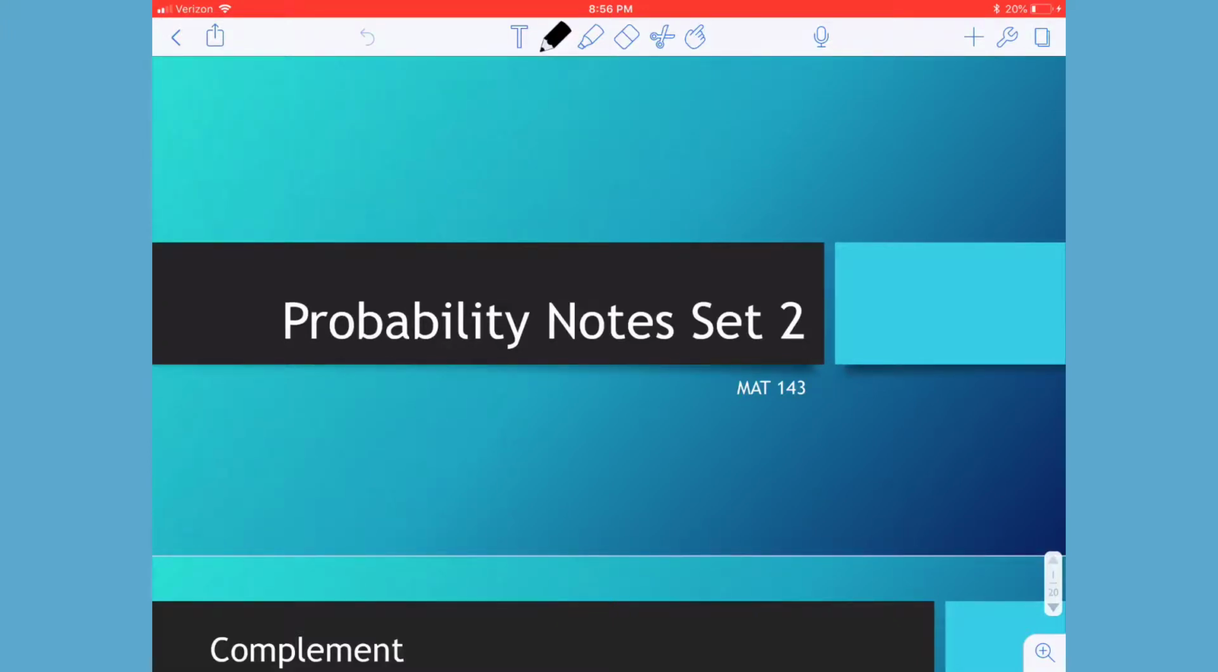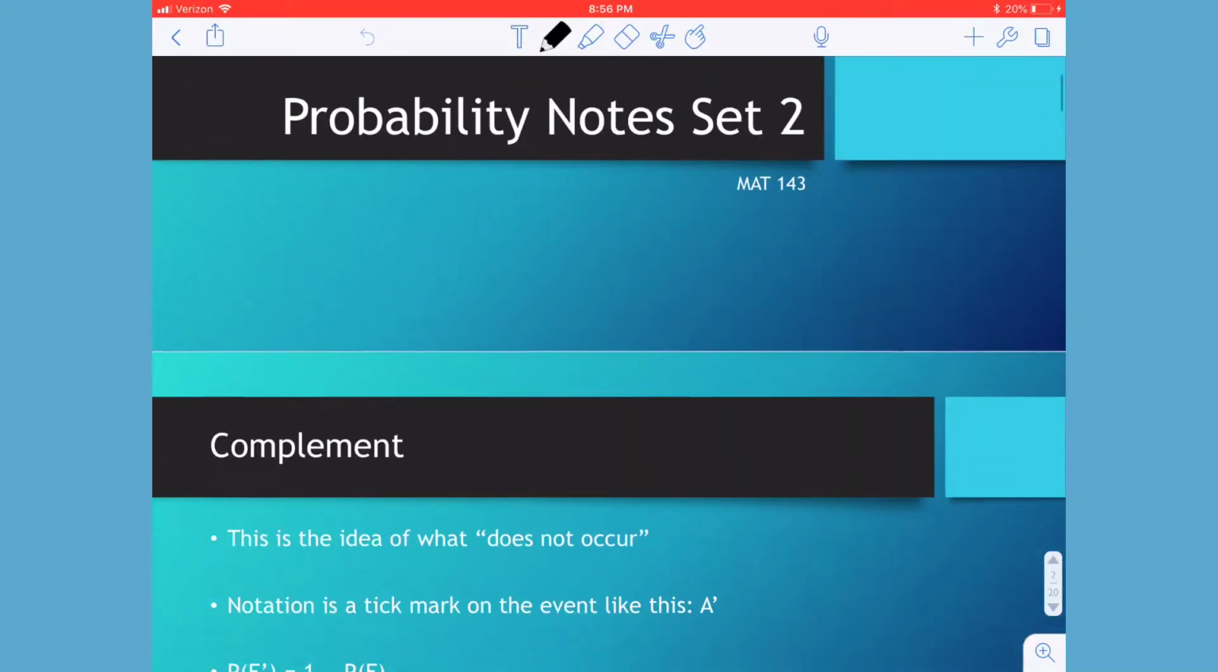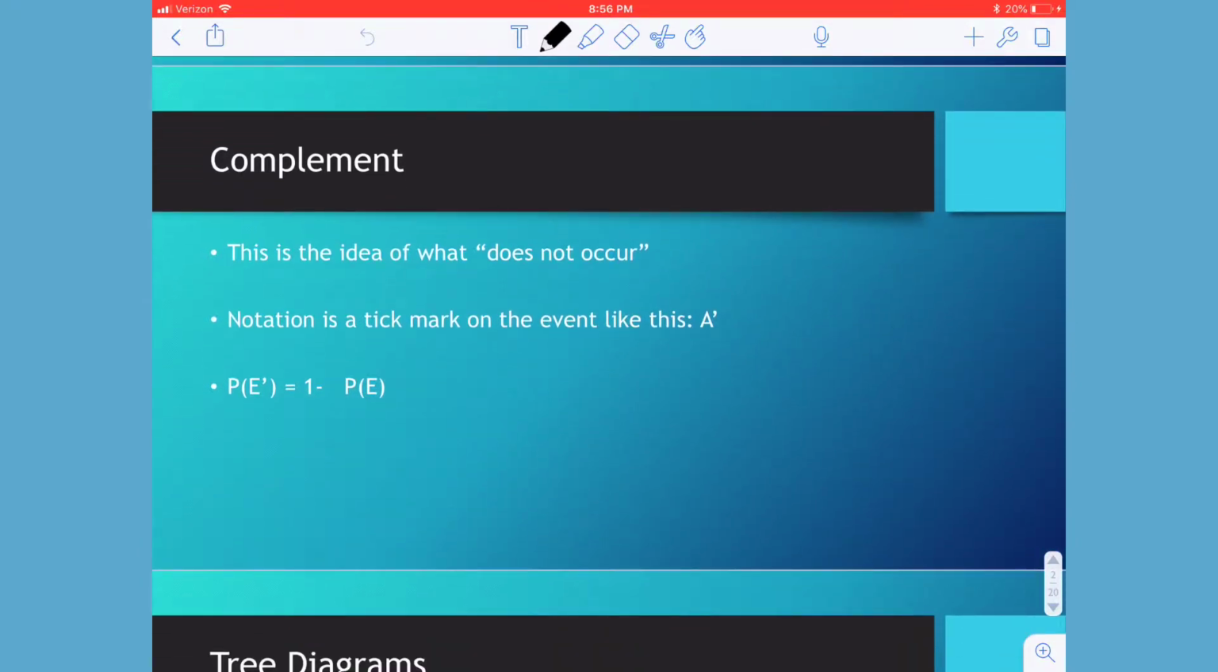Students, the purpose of this video is to get you acquainted with probability, and this is set 2 of your notes. The very first term that we're going to talk about is the complement. This is the idea of what does not occur.